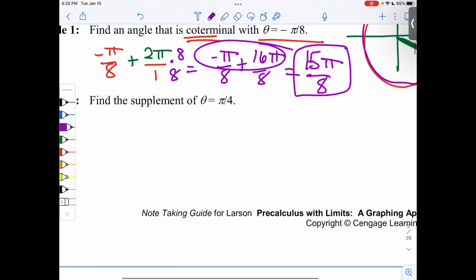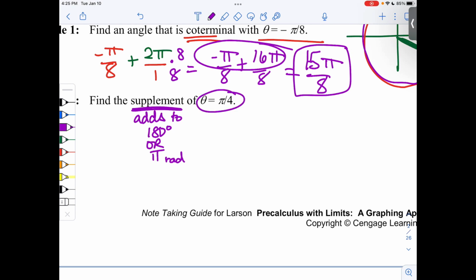How do we find the supplement of pi over 4? Remember, supplement means adds up to 180 degrees, or pi radians. So if theta is pi over 4, I know theta plus its supplement equals pi. So I'm going to say pi minus theta equals my supplement.